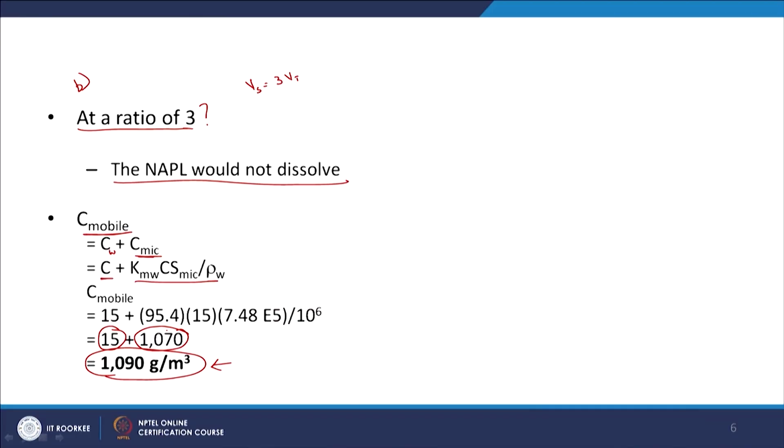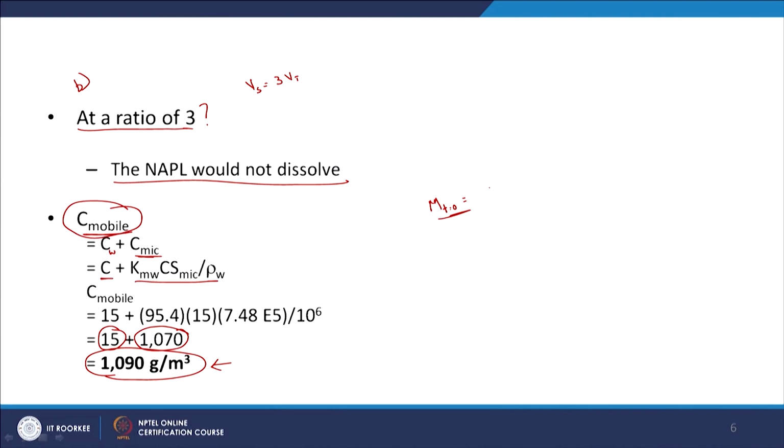Again, here though, if you look at the particular case for M total, what would it be? Here we were not asked to calculate the M total, we were only trying to look at the concentration of the relevant contaminant in the mobile phase. Mobile phase includes both the surfactant and the water, and that is what we looked at.